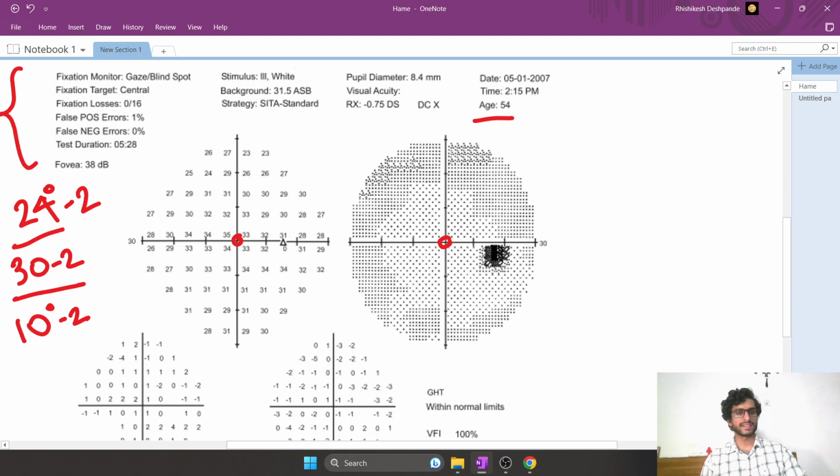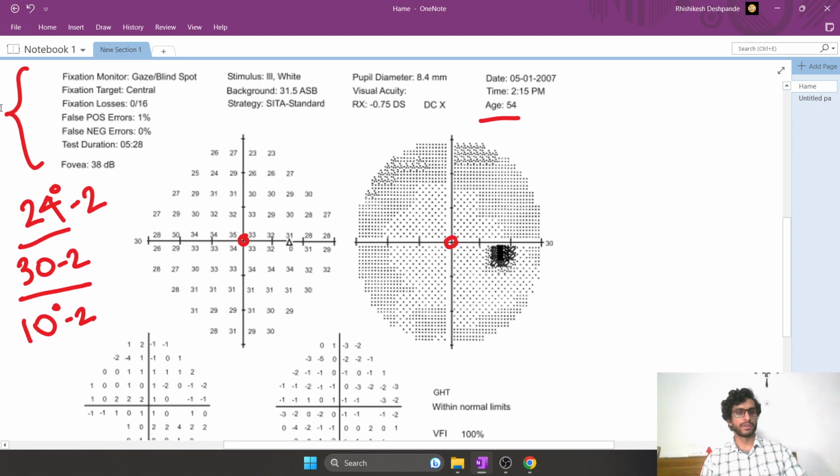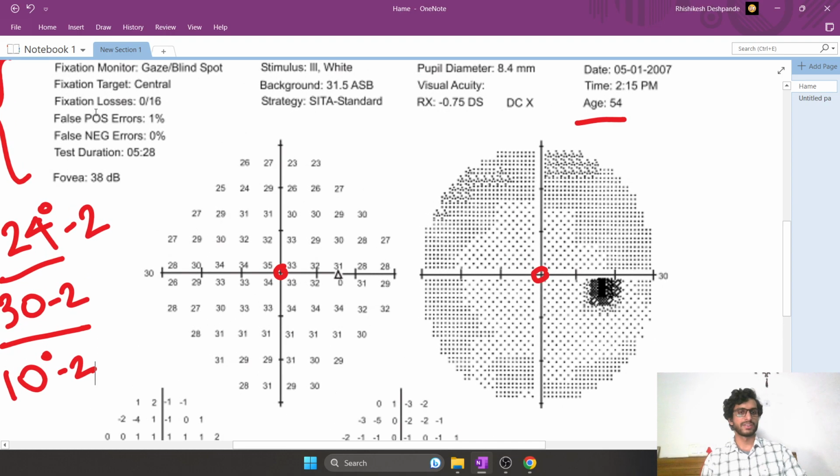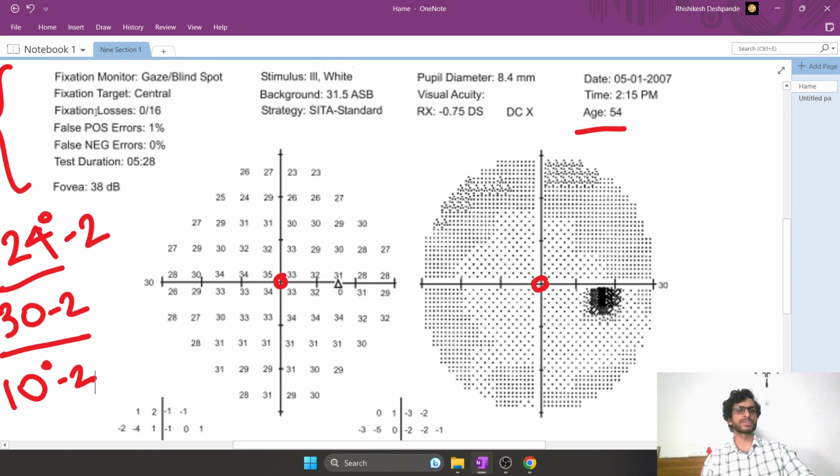You are looking at something called fixation losses. So fixation losses are basically in an inattentive patient, a patient who is not paying enough attention during the test. So fatigue, tiredness, those kind of things are going to show up on fixation losses. So these are basically the quality parameters. These three are the quality parameters of any perimetry test: the fixation losses, the false positive, and false negative.